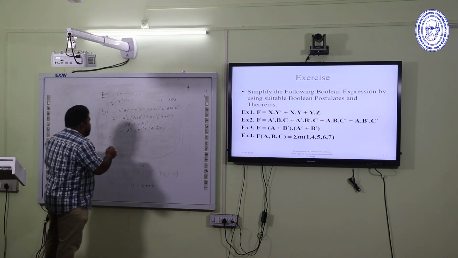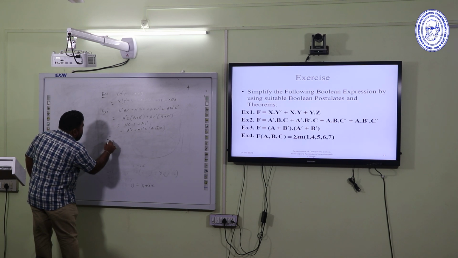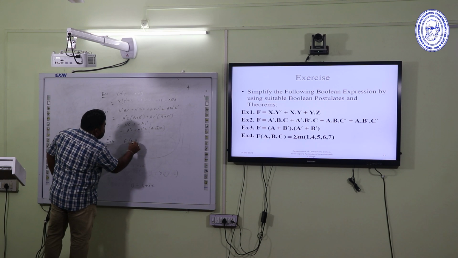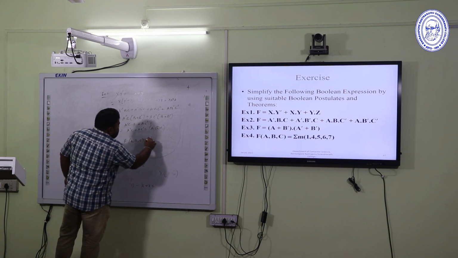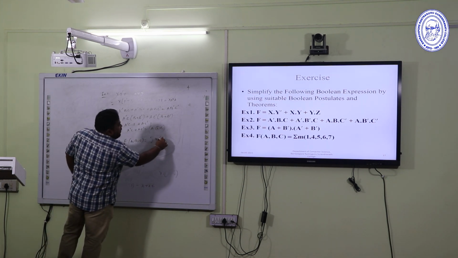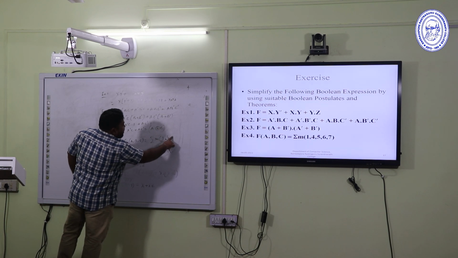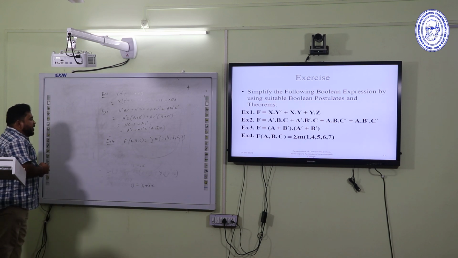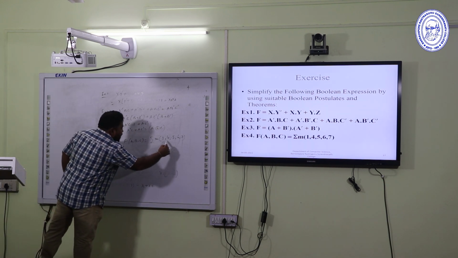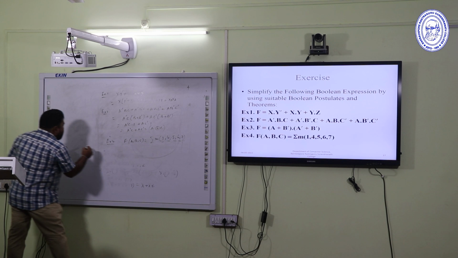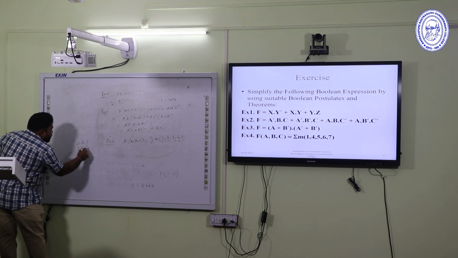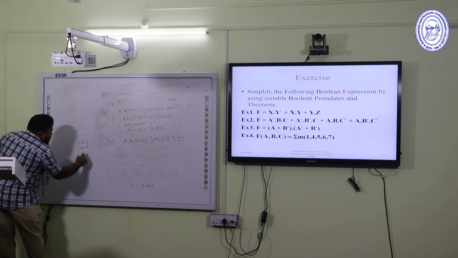As the same, if we take example 4, it is the standard form representation, that is function of a, b, c, that means summation over m of 1, 4, 5, 6, 7. So in that case, the min terms involved are 1, 4, 5, 6, 7. 1 means 0, 0, 1. 4 means 1, 0, 0. 5 means 1, 0, 1. 6 means 1, 1, 0. 7 means 1, 1, 1.